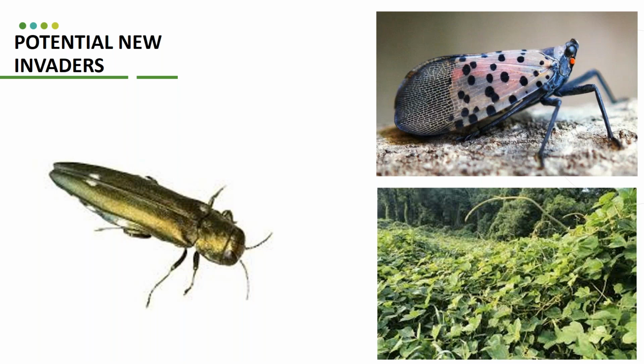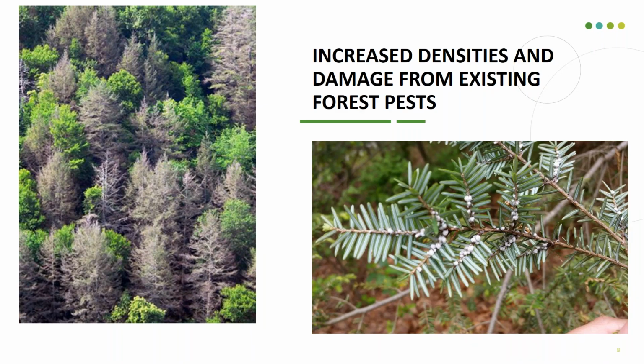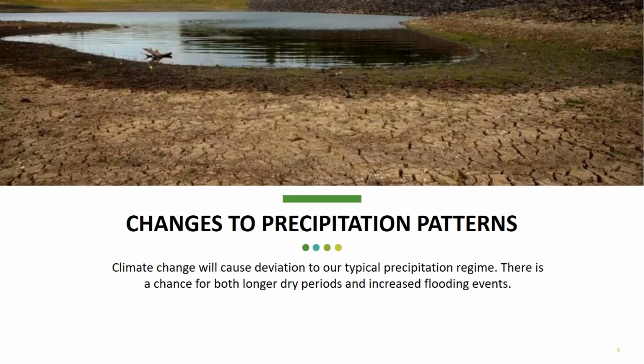So we are opening ourselves up to more insects that can come in. And then insects that are already here, both native and non-natives, can cause more damage when they're given this longer growing season and warmer winters to keep being productive. We're also going to expect to see changes in our precipitation patterns.